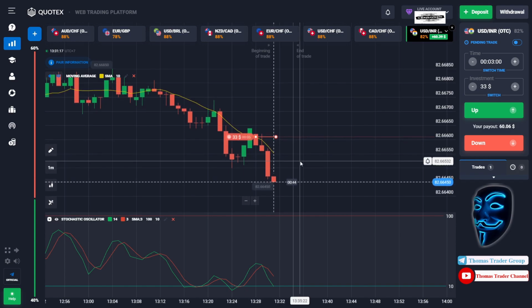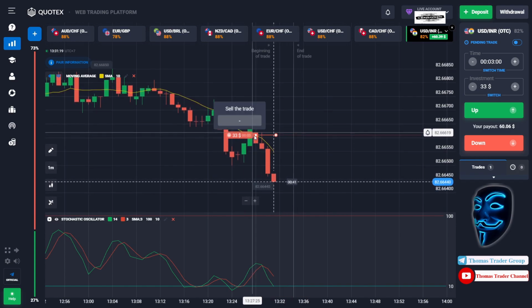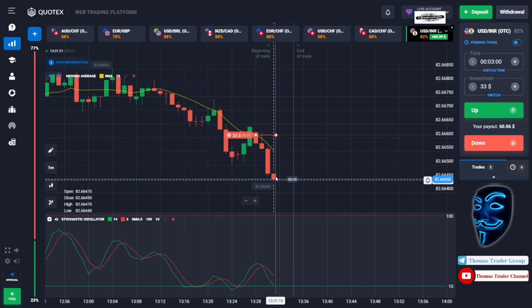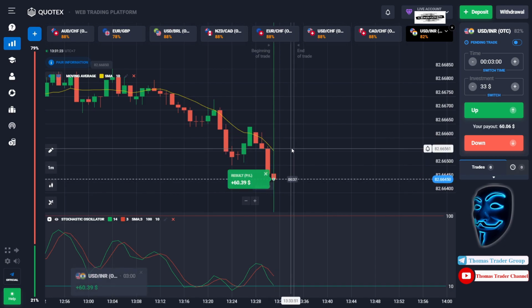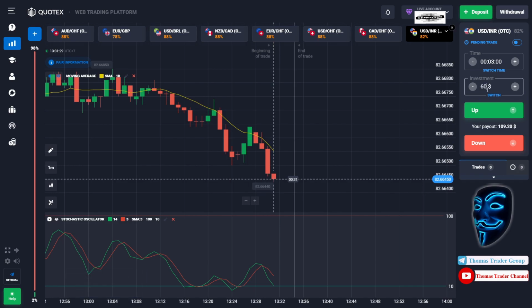Six seconds left and we made a right decision again over here. It made a rebound when it touched the moving average line. We made a profit of $60 and let's change our investment into $60 and let's find the other market.